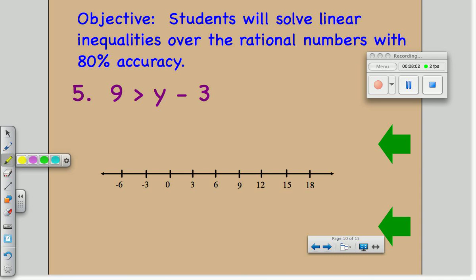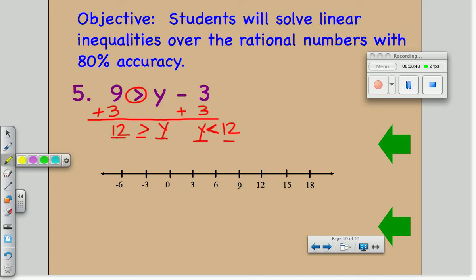9 is greater than y minus 3. So again, solving for y now. I'm going to add 3 to both sides of my inequality. Here's the inequality. Add 3 to this side, add 3 to this side. This is y. 9 plus 3 is 12. I want to switch this around because I personally like when my y comes first. So I want y is less than 12. So if 12 is greater than all numbers, y, 12 is more, then that means y is less. So y is less than 12.